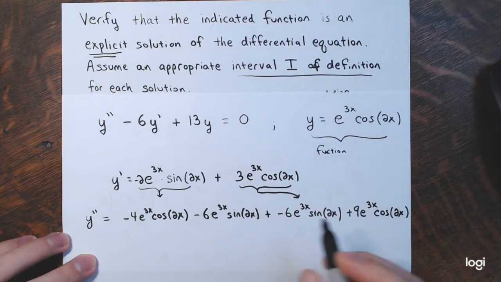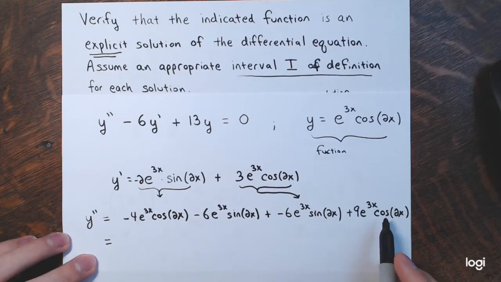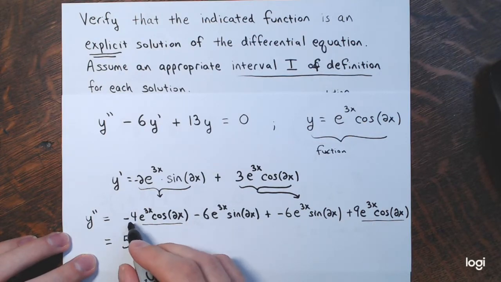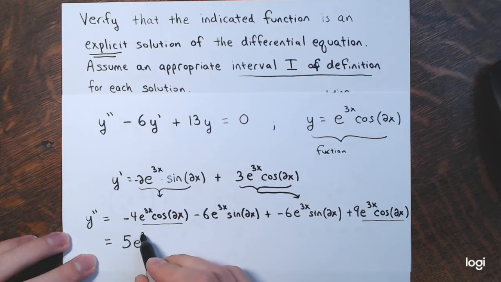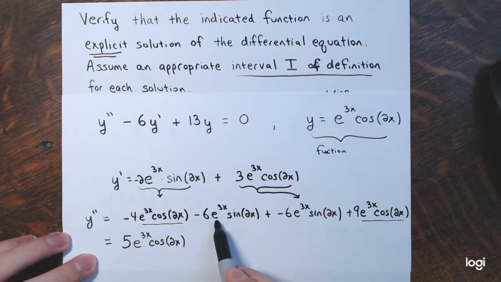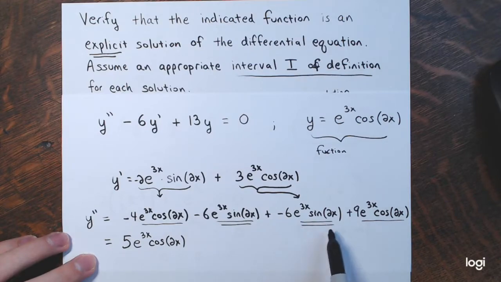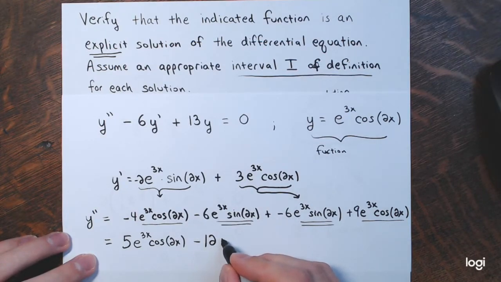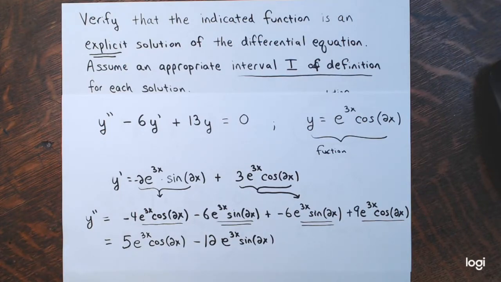Alright, so there's the second derivative, and I'll combine some like terms here. See, e to the 3x cosine 2x, those terms are in common, so I have 5 of those, negative 4 plus 9. And then same thing with the e to the 3x times the sine of 2x terms. I got minus 12 of those. Okay, so there's the second derivative.